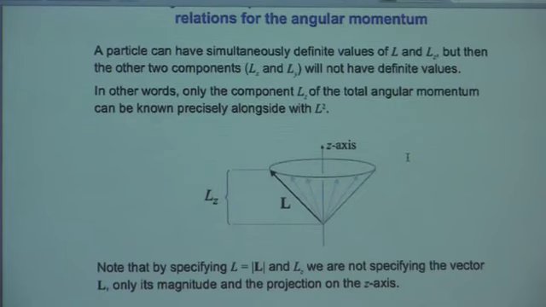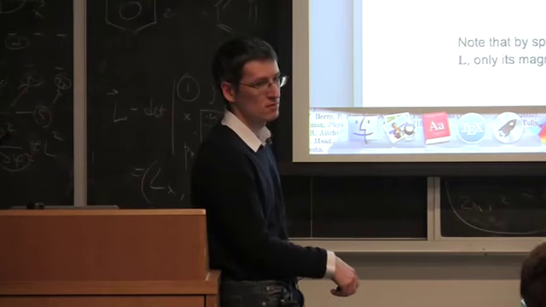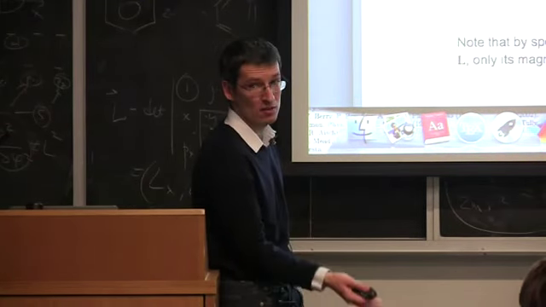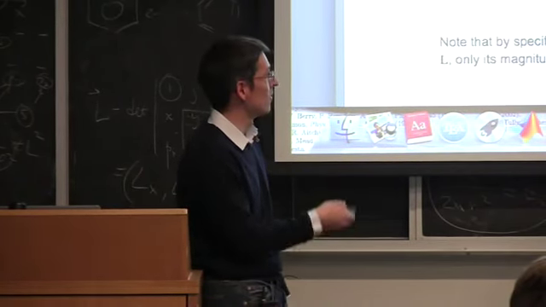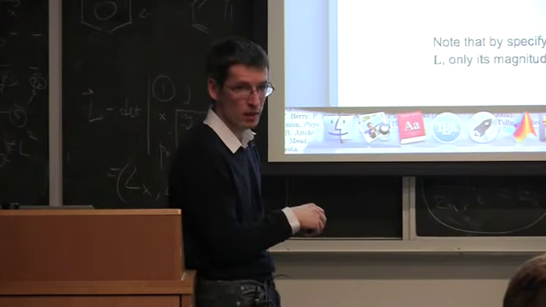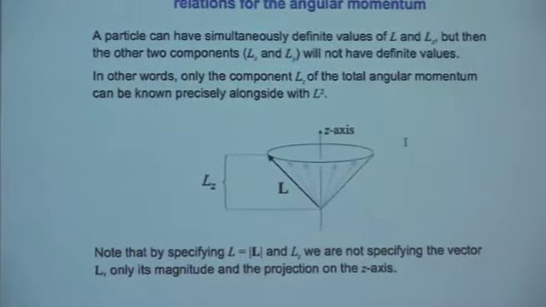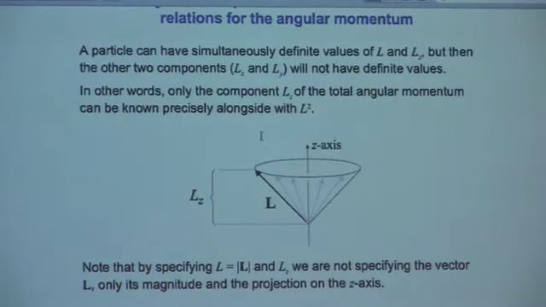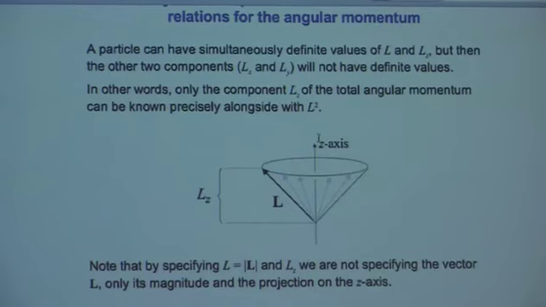Now, z can be changed to x or y, and you can make the same consideration where you substitute z with x or y. Then if you substitute z for x, what will be certain is the x component and length again, but the z and y components will be uncertain. Okay, so that's the consequence of the fact that only L square and one component commute, and components do not commute within themselves.